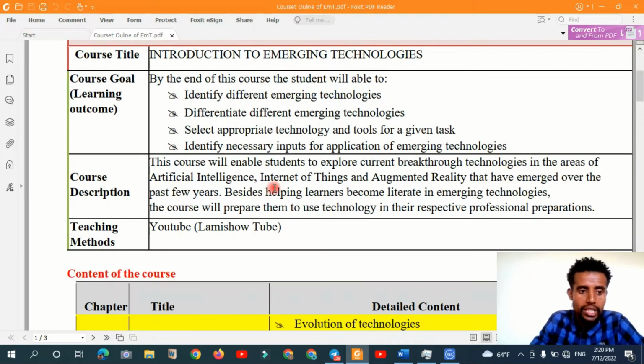And when we come to the course description, this course will enable students to explore current breakthrough technologies in the areas of artificial intelligence, Internet of Things, and augmented reality that have emerged over the past few years. Besides helping learners become literate in emerging technologies, this course will prepare them to use technology in their respective professional preparation.